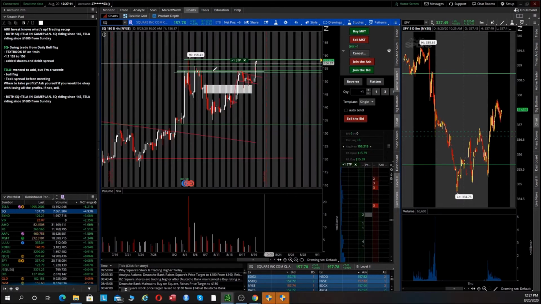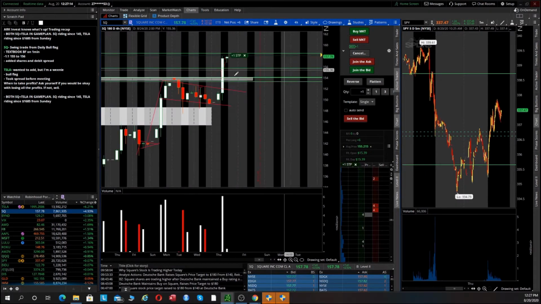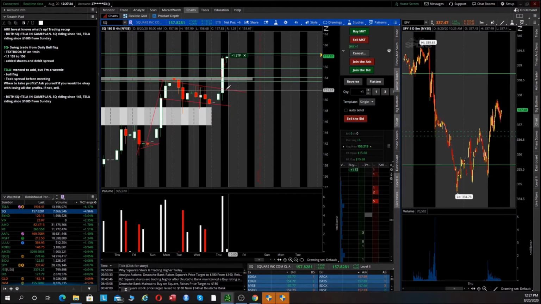At the end of the day, I picked up a 155 strike call because look, we had this nice move up. This is the 4 hour chart, so each candle represents 4 hours of price action. We had a nice move up, sideways consolidation, and then right over here, we started to really pop.